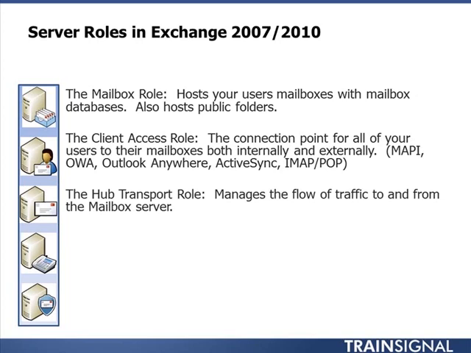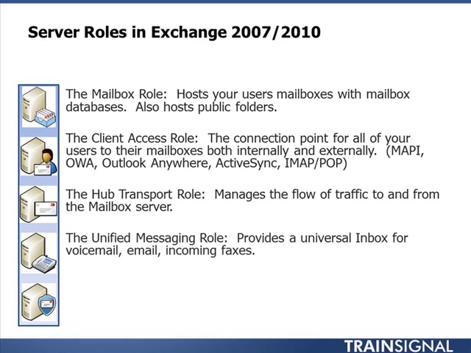Then we have the hub transport role, which manages the flow of traffic to and from the mailbox server. Now this was an essential role because it was this role that manages things like transport rules and so forth. So as mail would come in or out of the organization, it would have to hit the hub transport server role. Or if there were multiple hub transport servers, it would hit one of those servers. So all mail went in and out of the organization through a hub transport server role of some sort. And that made it easier for IT admins to establish rules because mail would flow through a hub transport server at some point.